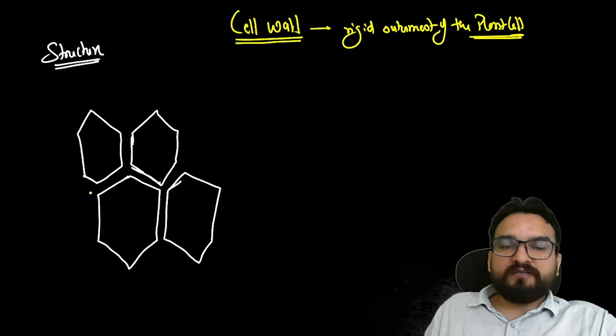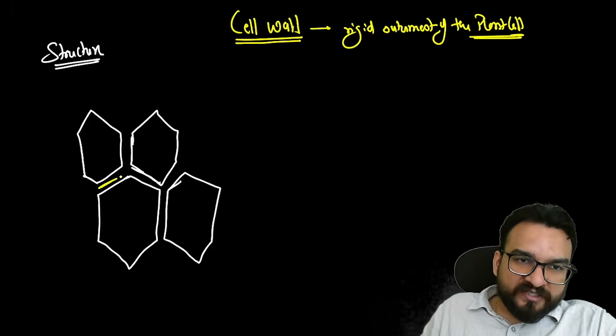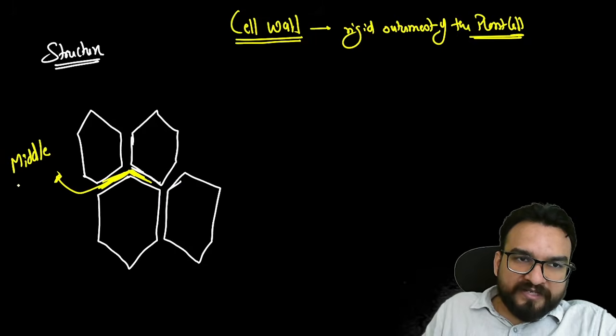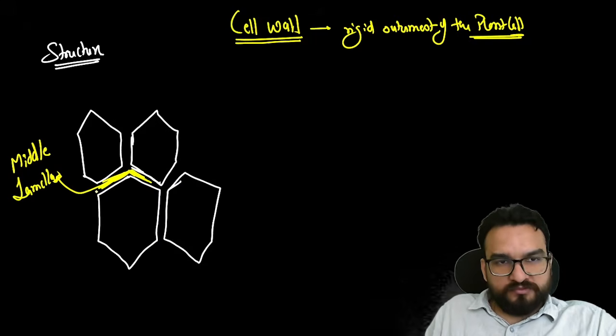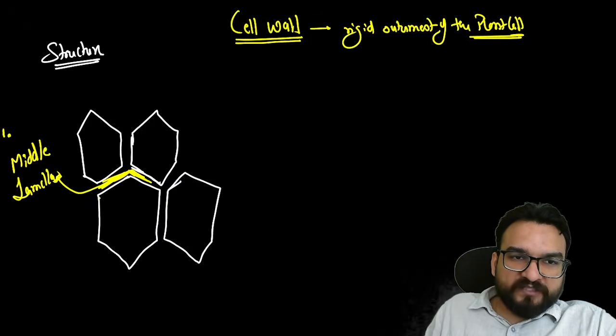But the plant cell wall consists of basically 3 things over here. One is the intercellular space. Between the 2 cells there is a gap. So the intercellular space is filled up by one thing that is called the middle lamella. Middle lamella. This is one component you will be finding. Second component you will be finding with respect to cell wall is the primary cell wall.